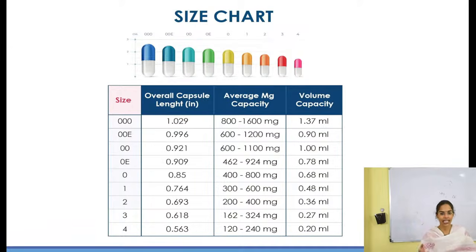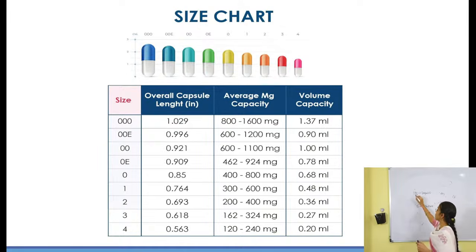Here we can see the capsule sizes and their capacities and volume. We can go through both the weight capacity and volume capacity once. The largest capsule is 000, and the capsule with the least size is 5. The capsule sizes range from 000 to 5. Usually 000 is the largest capsule and capsule number 5 is the smallest.